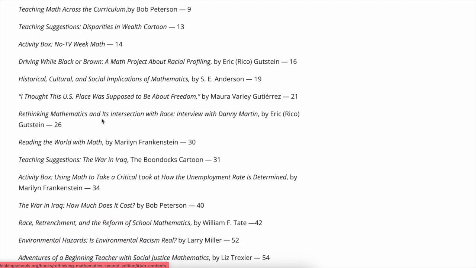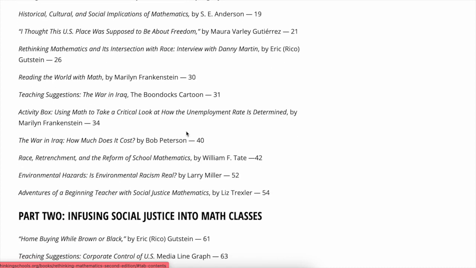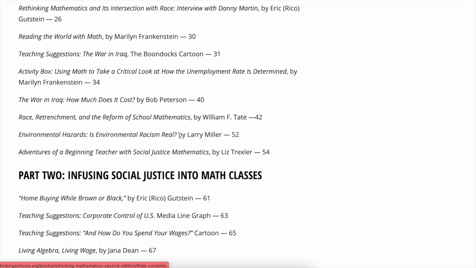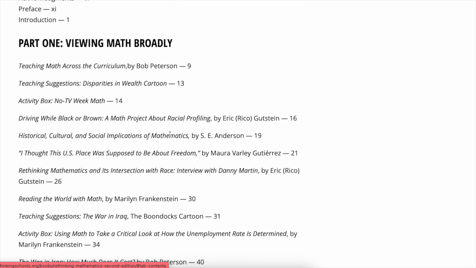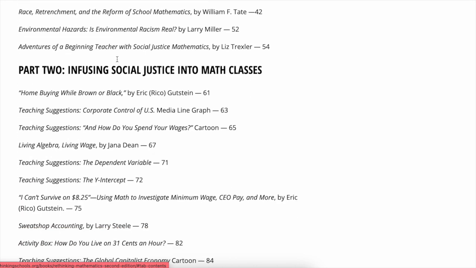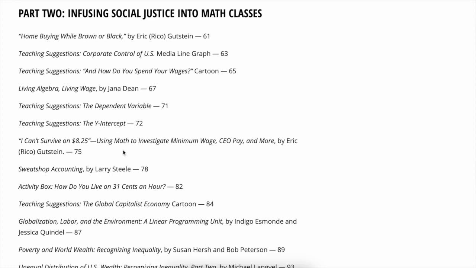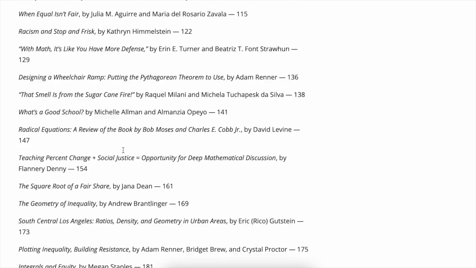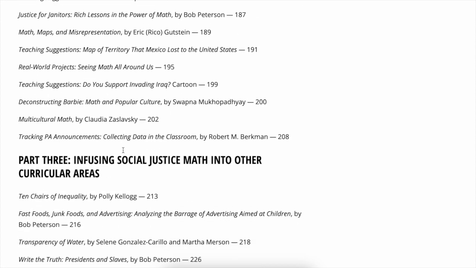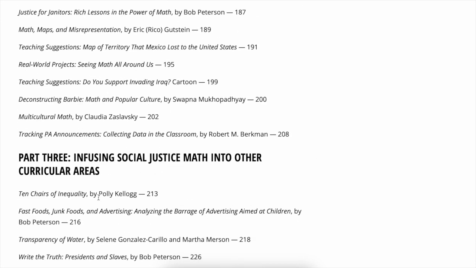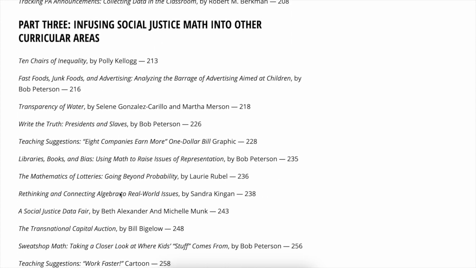Freedom, intersection of race and math. War in Iraq, how much does it cost? So the cost of war. Environmental hazards, environmental racism. So interesting. Again, we have viewing math broadly. We talked about that in the last video as well, this idea of broad versus specific. And then we also have very specifically the subtopics that you could get into. I could scroll through and look at all of these things. You could do an interdisciplinary piece or a transdisciplinary piece. There are all of these here, but that's where I would start.